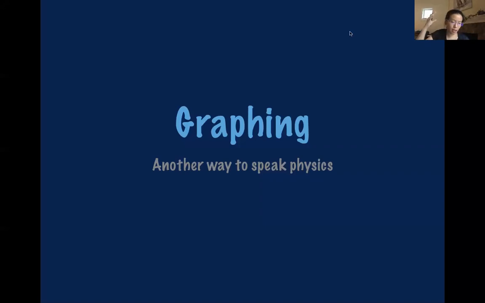Physics is a multi-representation subject. So in order to describe something precisely, sometimes sentences and words are not enough. So we will need equations or graphing to help us deliver the ideas. So here I want to briefly talk about how to make a proper graph when you want to talk about physics.